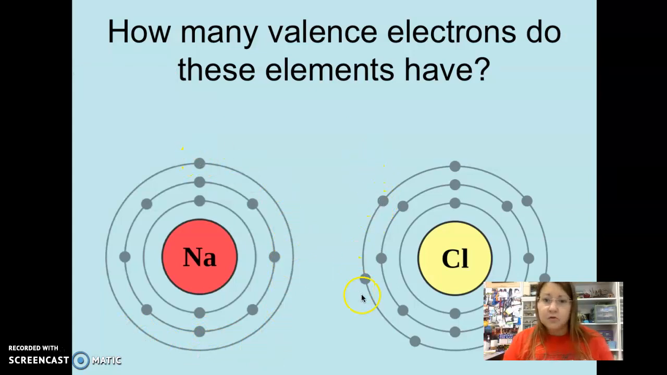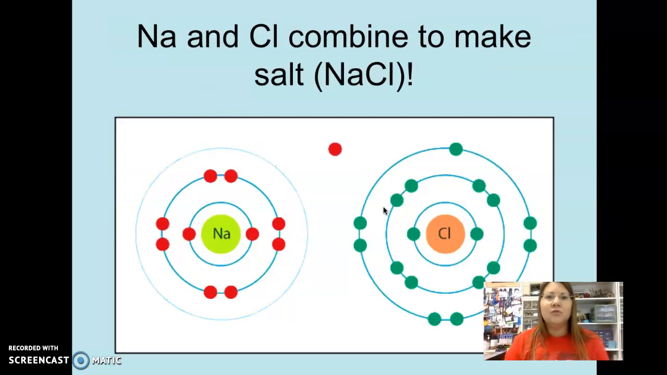And then for chlorine, this is our valence shell. So we're going to have 1, 2, 3, 4, 5, 6, 7. We have 7 valence electrons for chlorine, and then our 1 valence electron for sodium. What number do we get if we add those together? 1 plus 7 is 8. So sodium and chlorine like to combine together to make sodium chloride, NaCl.